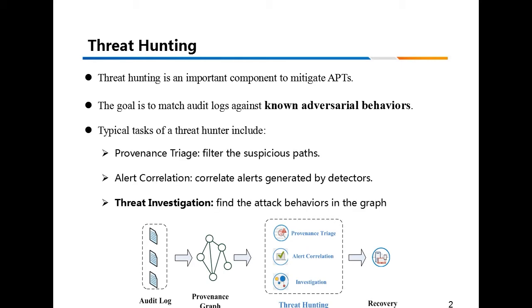The typical workflow of threat hunting is shown in the below figure. First, using a graph to represent causal relations in the audit logs, which is called the provenance graph. Based on the provenance graphs, some typical tasks of a threat hunter include provenance triage, which aims at filtering the suspicious paths from the provenance graph. Second, alert correlation, which correlates alerts generated by detectors. And third, threat investigation, which finds the attack behaviors in the provenance graphs.